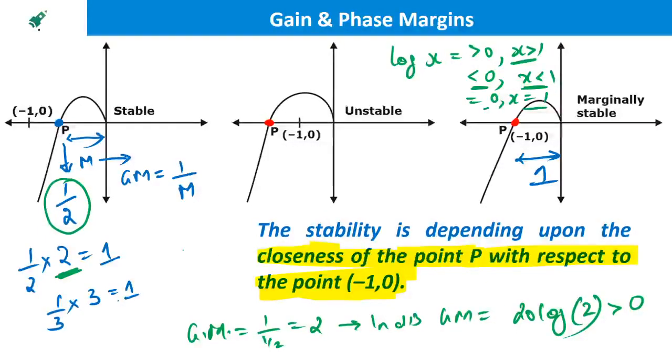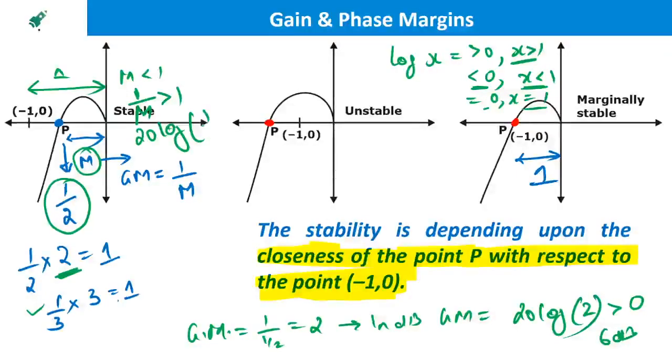Now look at this graph. Whatever may be the value of m, whether it is half or 1 by 3, it is less than 1. This is 1. So here the magnitude is less than 1. So when you take 1 upon magnitude, the reciprocal of this, it is greater than 1. So in decibel, this is coming as 6 dB. Whenever you put in decibel, 20 log 1 upon m will be positive, because 1 upon m is greater than 1. Understood this point? So gain margin will be positive in decibel if the system is stable.